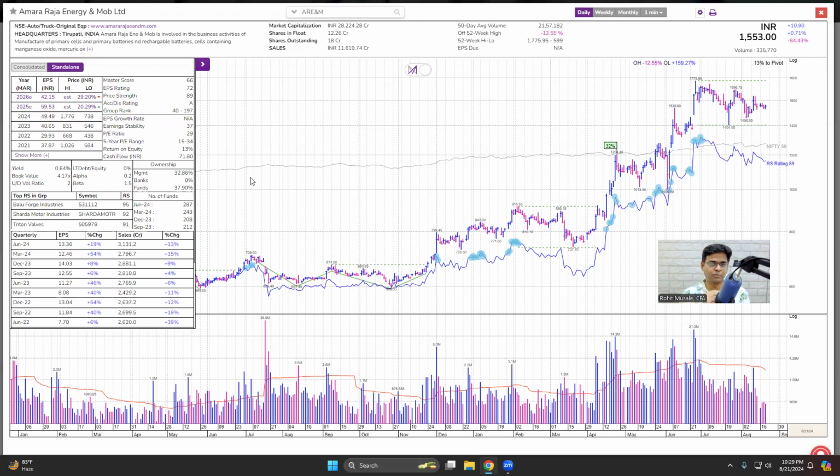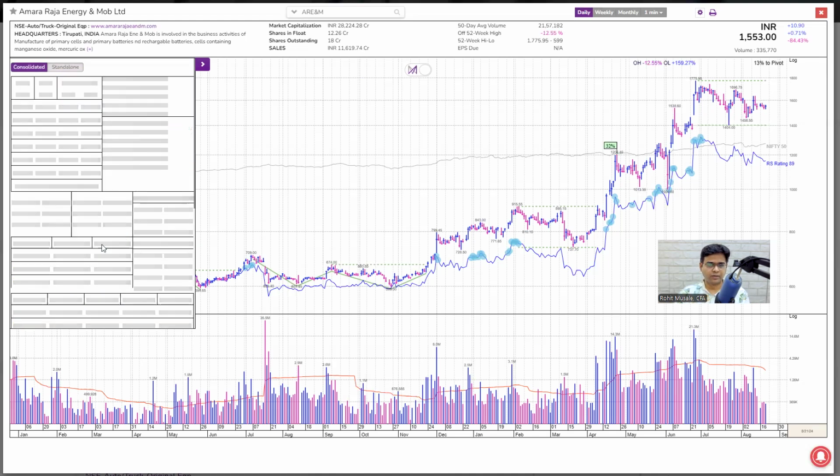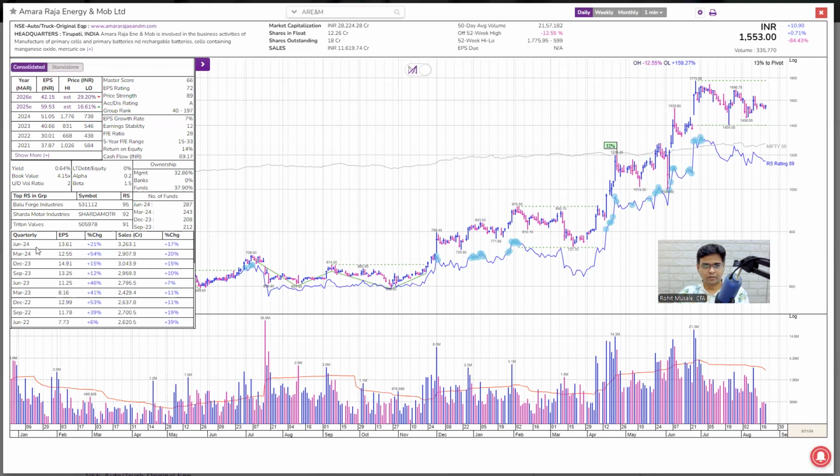So why should I put my money in this stock? I should be focusing my attention on those stocks which are making a great amount of money. Now, if I click on consolidated, you look at this, the latest quarter, the earnings growth is 19%. Sorry, for consolidated, the latest earnings growth rate is 21%.